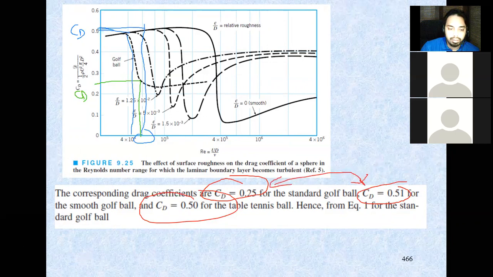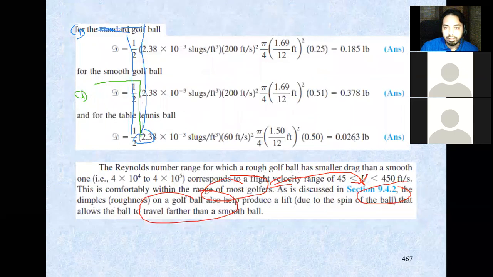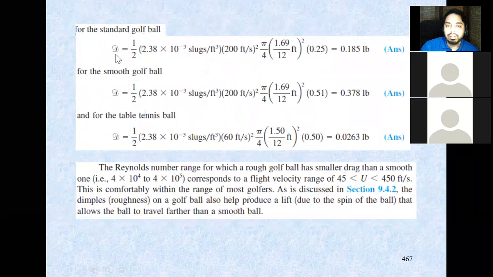So that illustrates the importance of the surface. Yeah, so this is the calculation of the drag: half rho U squared times the area times the CD.